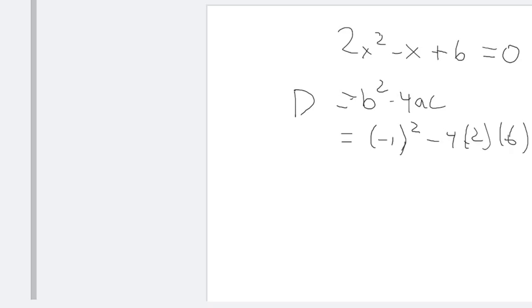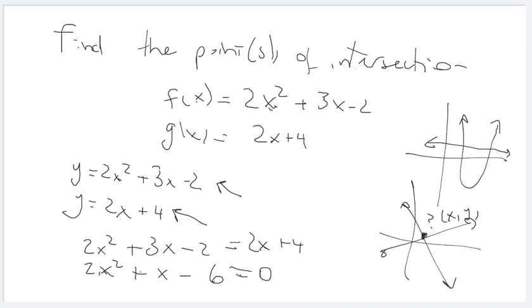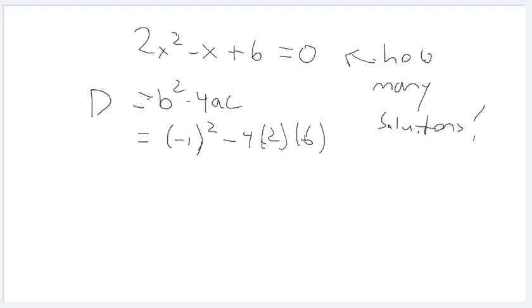Hold on one second. I wrote the equation wrong. Okay, that's why it didn't work out. Let me fix that. So this was a minus, and so that's negative 6. And now when we add these all up, we're going to get 49, or some number that's greater than 0. If it's greater than 0, we know there are 2 points of intersection. Okay, so let's solve this and figure it out.